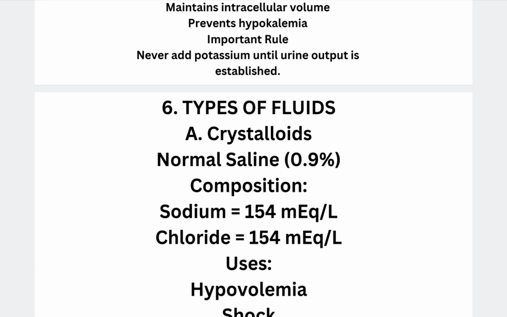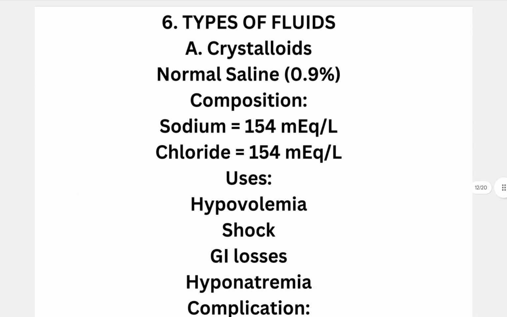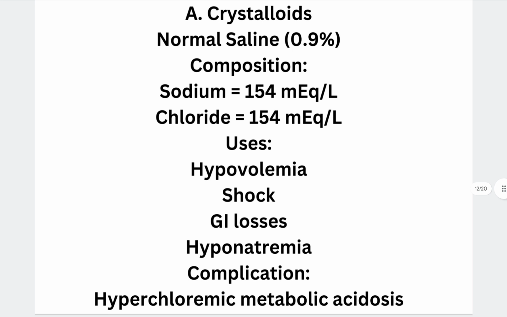So basically this is the universal fluid available everywhere. This is the cheapest fluid. This is the easily accessible fluid. This is the fluid we are going to see in all the daily usage in the hospital. So basically we can use it in hypovolemia, GI losses, any kind of shock, and in hyponatremia patients.